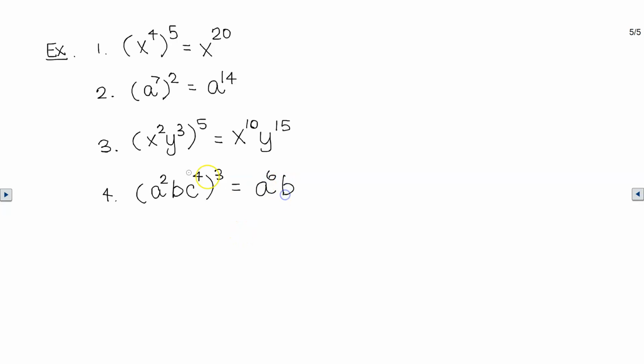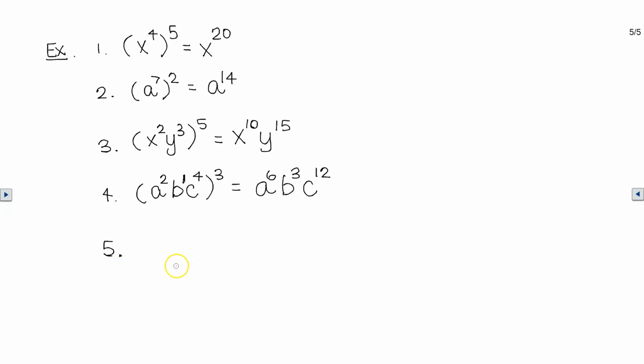Now think about b here. What are we going to do for b? Well, we would do 1 times 3, which would be 3. And then for c, we would do 4 times 3. So my answer would be a to the 6th, b to the 3rd, c to the 12th. So don't be concerned if they start to throw multiple variables into the problem. You just need to make sure that every single one of those gets that power to a power rule applied.